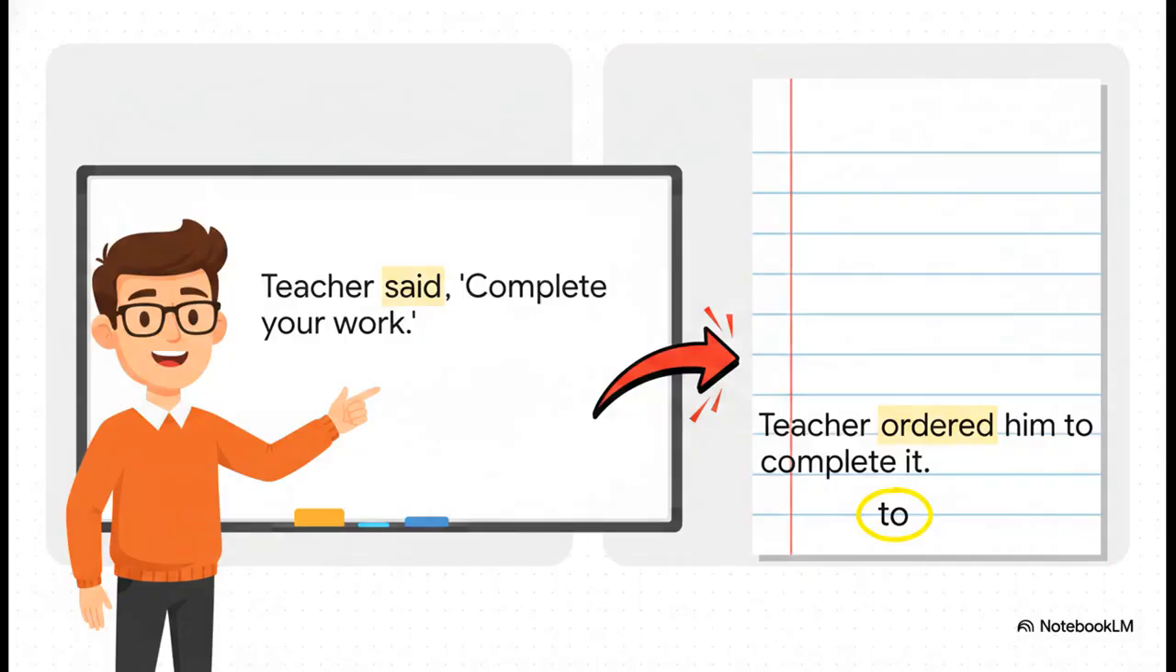Now, what's really fascinating here is how the tone changes everything. The teacher says to Sujan, complete your work. That's not just a casual statement, right? That is a very clear command. So when reporting it, we drop the generic word said for a much more accurate, powerful verb. We use ordered. The teacher ordered Sujan to complete his work. And notice we use the word to connect it all together.